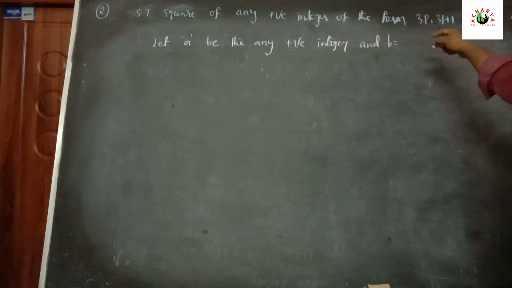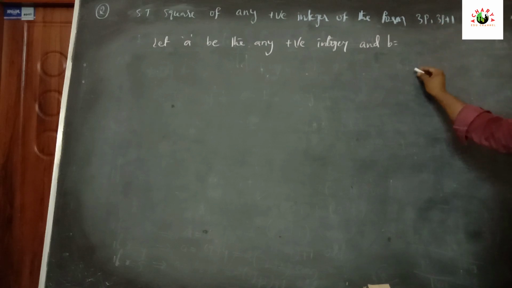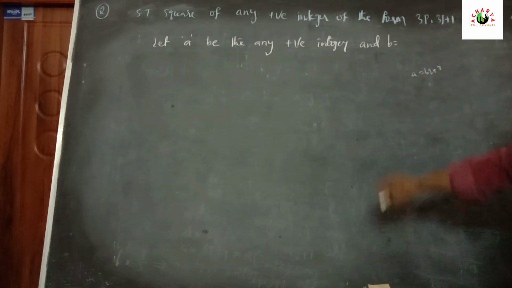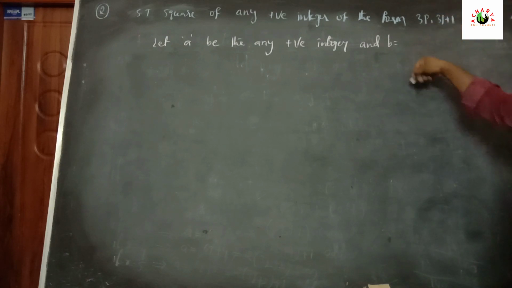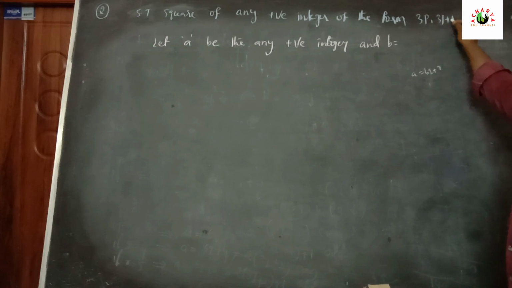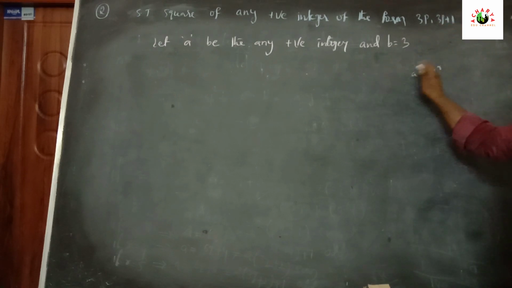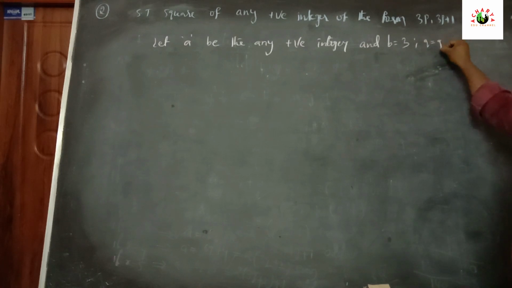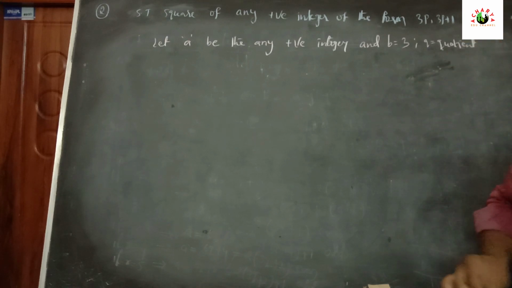a = bq + r. So these numbers are compared with this condition, a = bq + r. What is the value of b here? 3. So b is equal to 3, and q is the quotient.